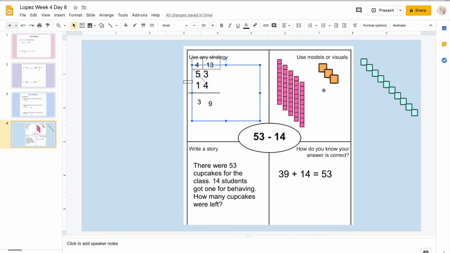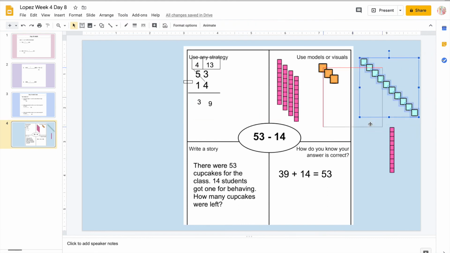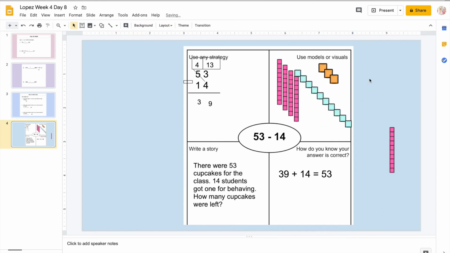Moving to the next box, it wants us to use models or visuals. Again, the best way to do this is your base 10 block. So as you can see, I've represented 53 with our 10 bars and our 1 blocks. Well, just like in this column, if you have 3 of something, you cannot take 4 away. So we need to swap out a 10 bar for 10. Okay, so we've swapped out that 10 bar and we are going to switch that out for 10 ones, and now we will be able to complete our equation.